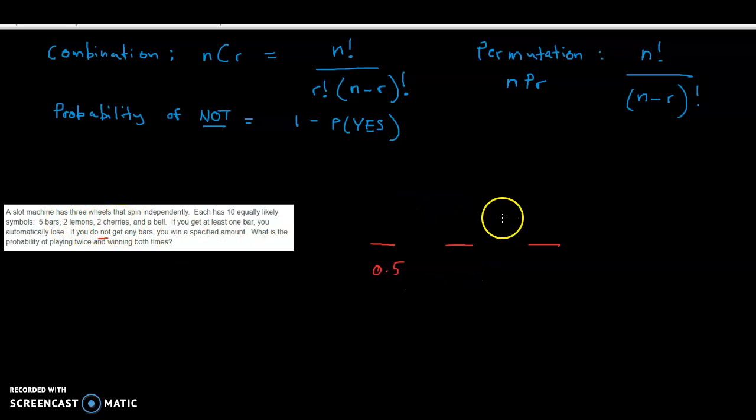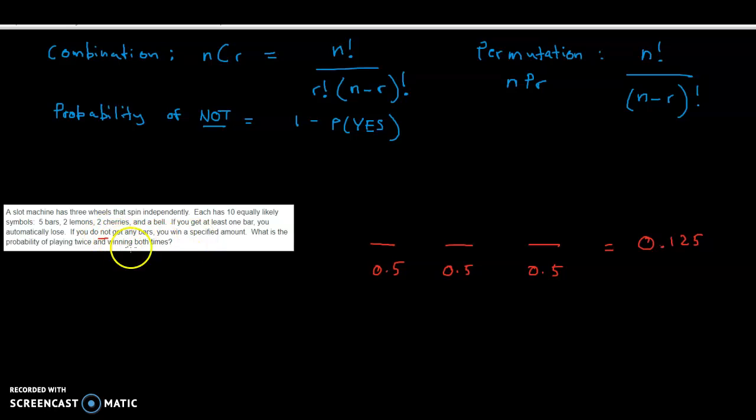Well, if it's 3 slots, I'd have to do that 3 times. So that would be 0.5 times 0.5 times 0.5, which, let me check my math here, I believe is 0.125. That would be the probability of not getting a bar, which is your odds of winning if you play the slot.